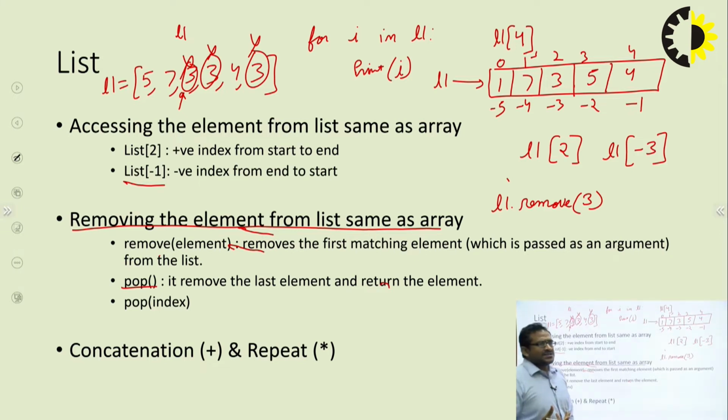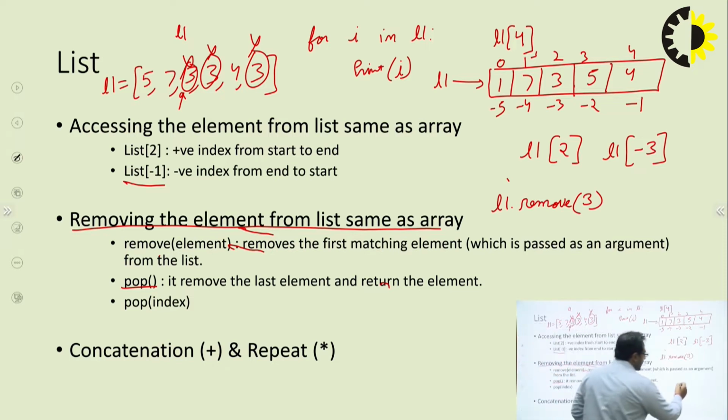Next, the pop function. Pop is just like the append function, which is used to append the element at the end; the pop function is used to delete the element from the last, from the end point, right? So it basically removes the element, but the main point here is that the pop function returns the value.